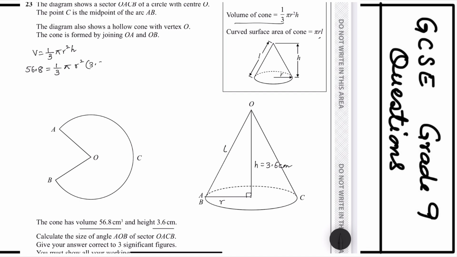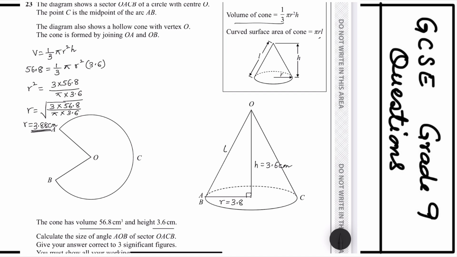So we are finding the radius from this equation. So let's rearrange it to r square first. 3 times 56.8 over pi times 3.6, and then to get r, square root the whole thing. 3 times 56.8 over pi times 3.6. Let's feed this one in the calculator. R will be 3.88 centimeters rounded to 2 decimal places.